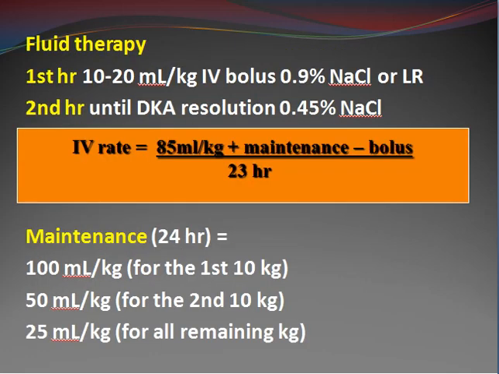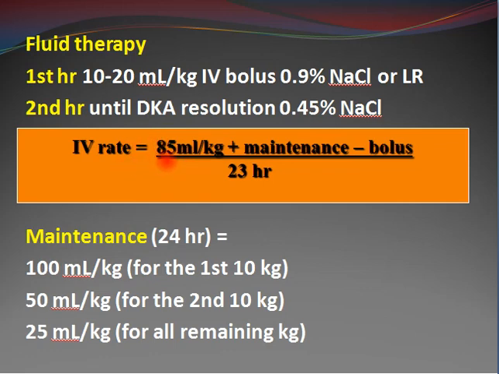Start with the fluid therapy. In the first hour of the treatment, we give the patient 10 to 20 ml per kg intravenously as a bolus dose of 0.9% sodium chloride or Ringer lactate. From the second hour until the time of resolution of DKA, we give the patient half normal saline. The rate of intravenous infusion is calculated according to this equation.